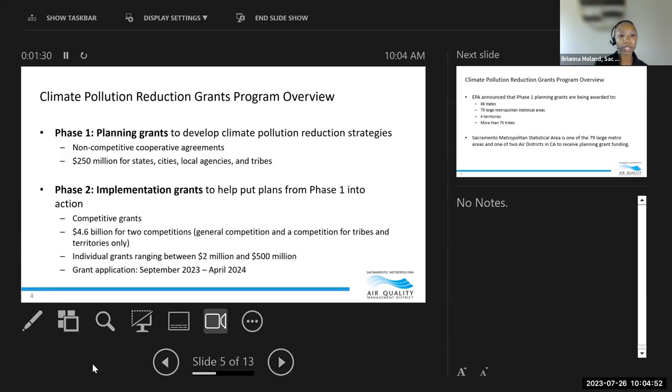This grant program is divided into two phases. The first phase is for planning grants to develop climate pollution reduction strategies. These are non-competitive cooperative agreements, and there's $250 million available for states, cities, local agencies, and tribes. Then there's phase two for implementation grants to help put the plans from phase one into action. These are competitive grants with $4.6 billion available for two competitions, a general competition and a competition for tribes and territories only. Individual grants will range between $2 million and $500 million. The grant application period is from September to April 2024.